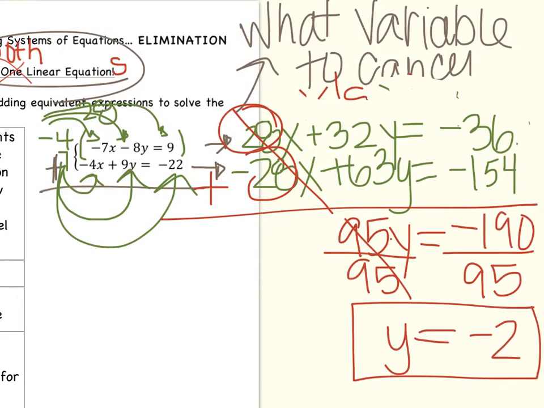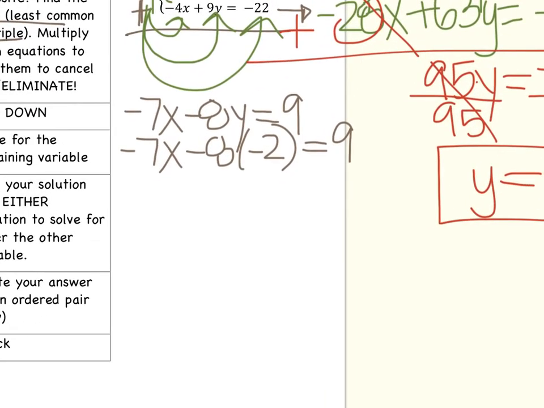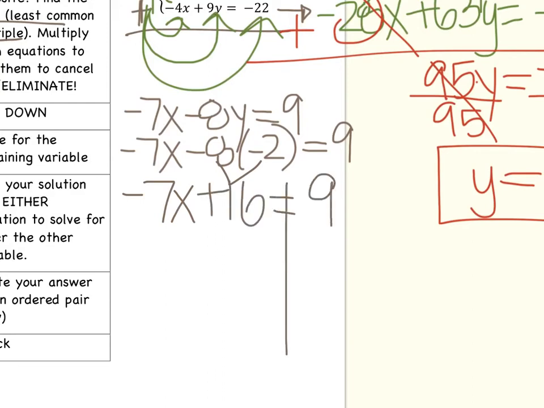I have to plug it into either equation. I'm going to go with the top one. So it's negative 7x minus 8y equals 9. I'm going to rewrite it as negative 7x minus 8 times negative 2 equals 9. Give myself some more room here. I'm going to bring down my negative 7x. Negative 8 times negative 2 gives me a positive 16, and it's equal to 9. In order to solve for x, before I divide by negative 7, I have to move the 16 over. So I'm going to subtract 16 from both sides.